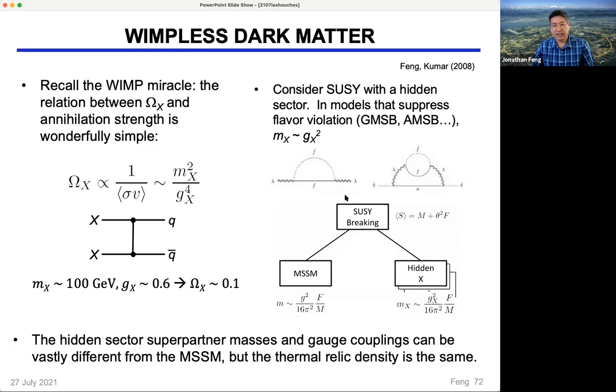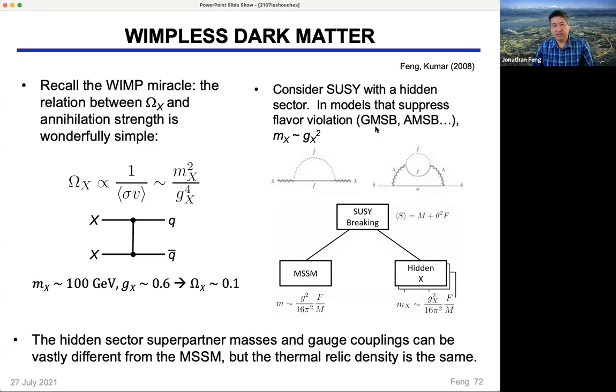Well, because of the way the supersymmetry breaking happens, you get the same relation over here, just with the hidden sector's gauge couplings. So we'll call that g_X. But the same thing happens. The mass over here is proportional to the gauge coupling squared. And so the point is that you have exactly the same scaling that's required to keep this ratio fixed.